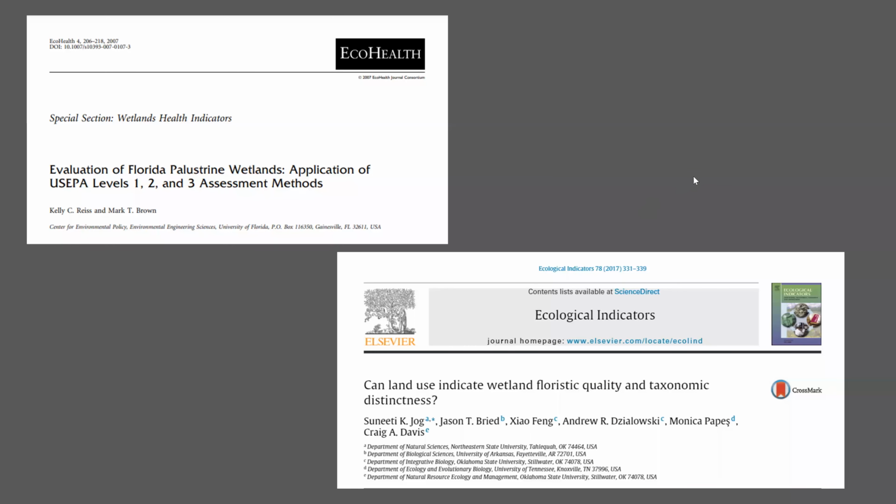So people have looked at level 1 studies. There's this paper on the left from 2007 looking at levels 1, 2, and 3 in Florida. And we looked at something along those lines with our Oklahoma data. We wanted to see if land use can indicate wetland floristic quality, which is level 3. And we didn't get very good results. So we're not big fans of that level 1 methodology.